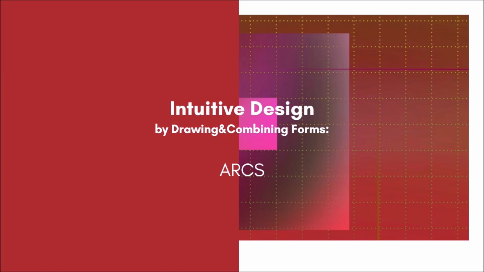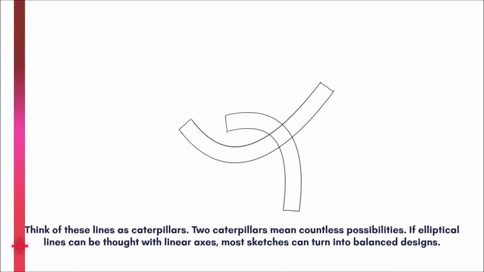Intuitive design by drawing and combining forms, arcs. Think of these lines as caterpillars. Two caterpillars mean countless possibilities. If elliptical lines can be thought with linear axes, most sketches can turn into balanced designs.